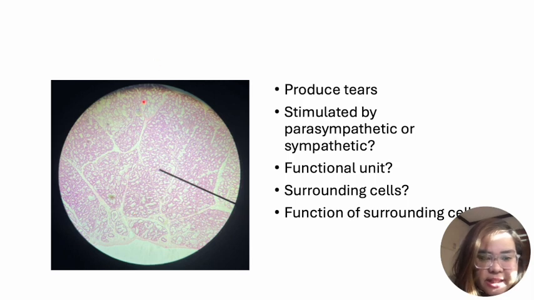Identify specimen. This is the lacrimal gland. What do they do? They produce tears. Is it stimulated by parasympathetic or sympathetic? It is stimulated by parasympathetic. What is the functional unit? We call it the acinar cells, and the surrounding cells are myoepithelial cells. What is the function of the surrounding cells? They are contractile and help to expel fluid.